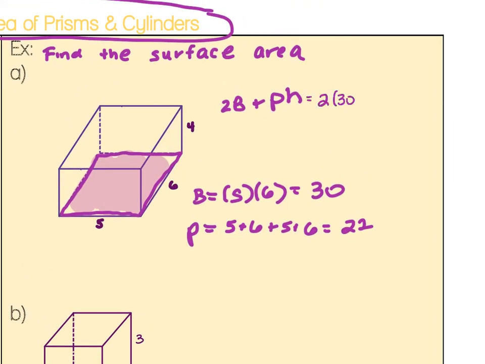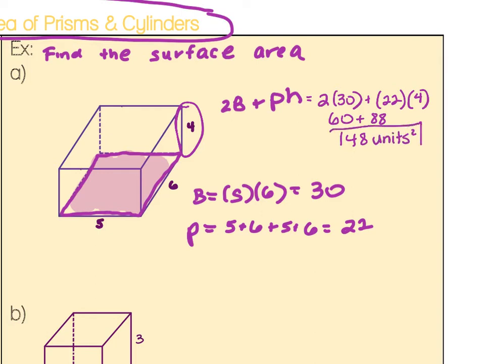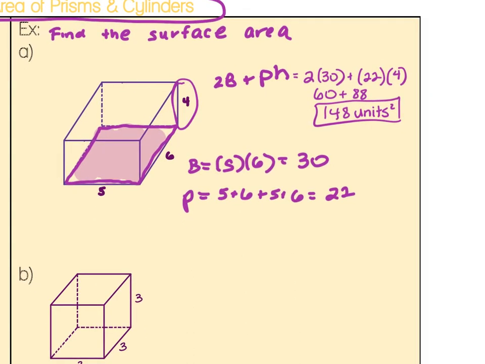2 times B is 30 plus the perimeter, 22, times the height. That's the only other thing we haven't used from our rectangular prism, which is 4. So I get 60 plus 88, or 148. If we were typing that answer in, I would just leave it as 148. If it's multiple choice, you're gonna see units squared on it if it doesn't have a measurement for the unit, like centimeter or feet or anything like that. Questions on that one?